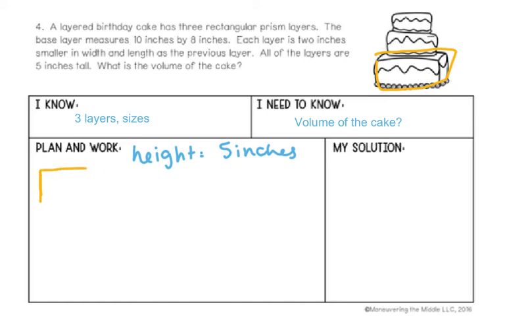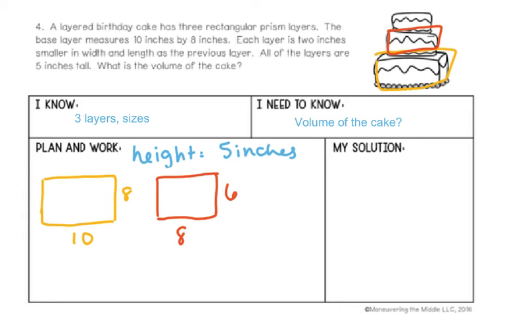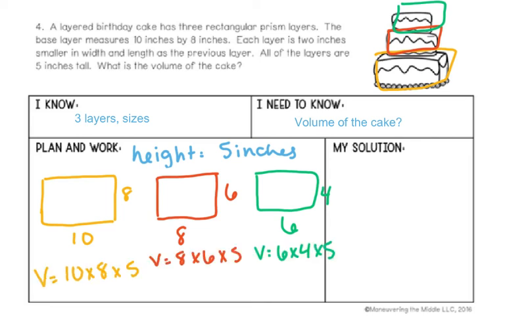And I know that the bottom layer is going to be 10 by 8. Then we know that each layer is 2 inches smaller. So the next layer, the red one, would be 8 by 6. And then the final layer would be 6 by 4. Now we just need to find the volume of each of these layers and get the total volume. For each of the layers, I set up my volume formula with the area of the base times the height of that prism, which is 5 inches.